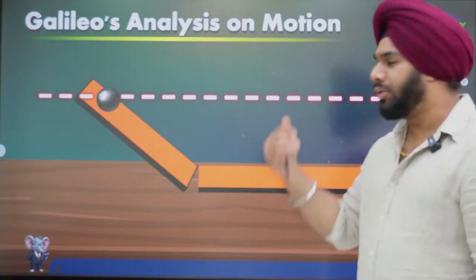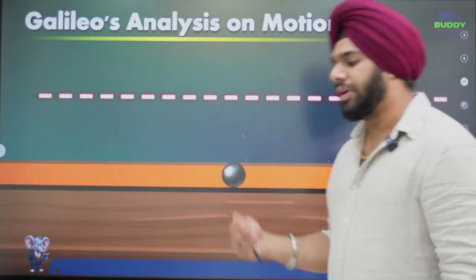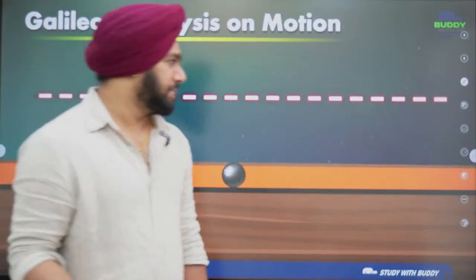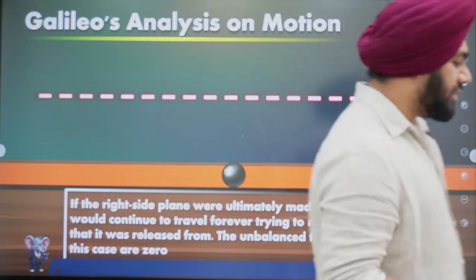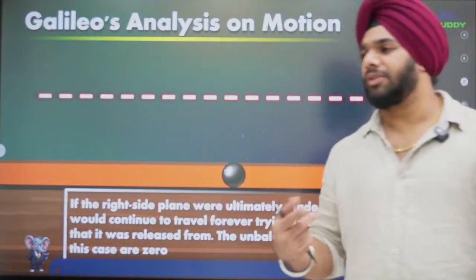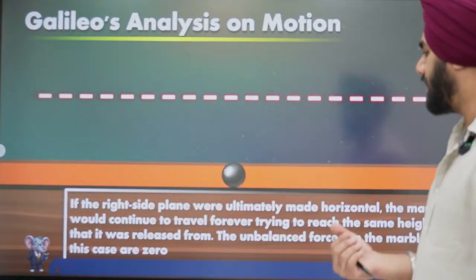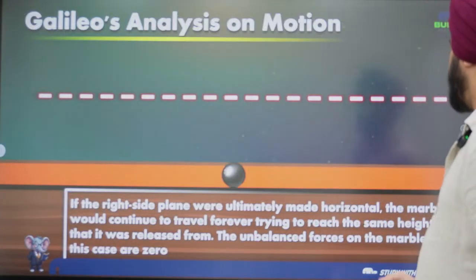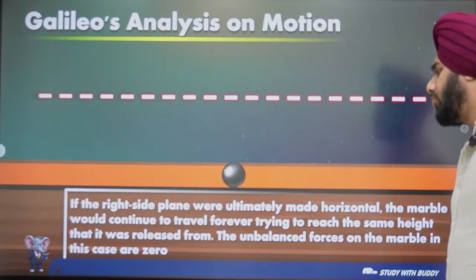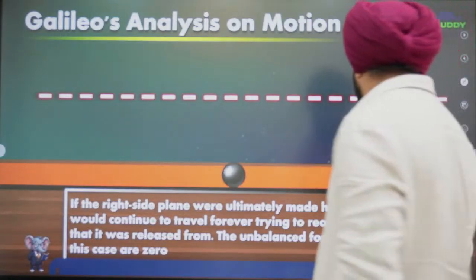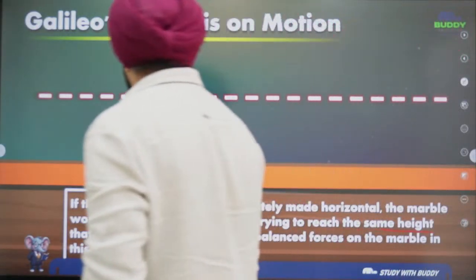Yeah, like Newton used these things, and on the basis of this only, he was trying to understand that okay, I can use this and realize how there is a change happening, right? So in the right side plane, where it is ultimately made horizontal, the marble would continue to travel forever, trying to reach the same height that it was released.